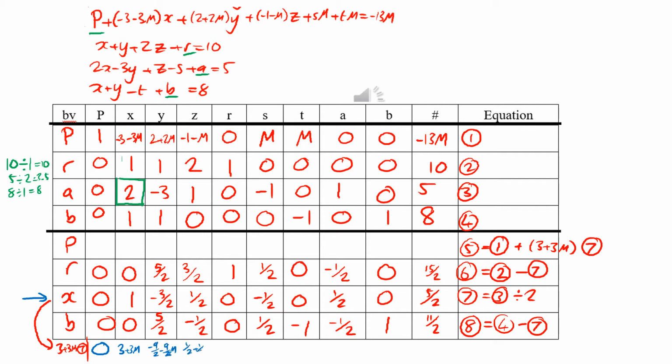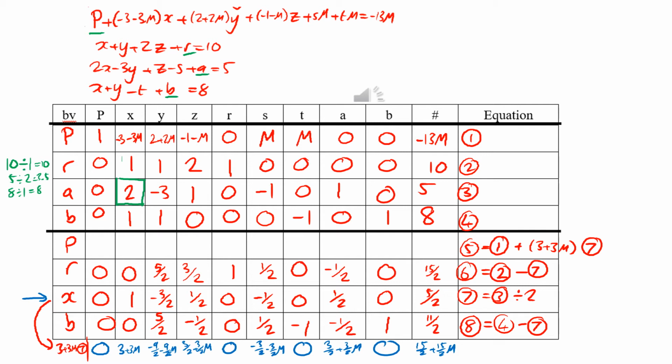So don't forget to times by 3: 3 over 2 plus 3 over 2m, 0 again, minus 3 over 2 minus 3 over 2m, 0 again, 3 over 2 plus 3 over 2m, 0 again, and then what's that going to be? 15 over 2 plus 15 over 2m. Okay, quick check. Yeah, that looks all in order.